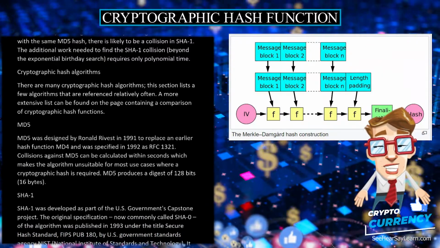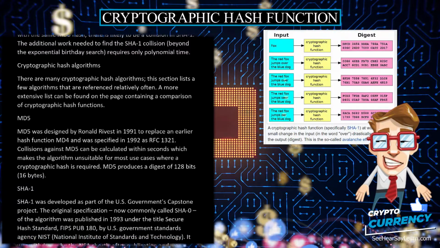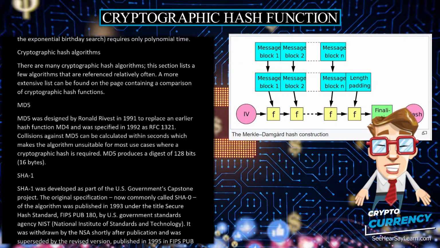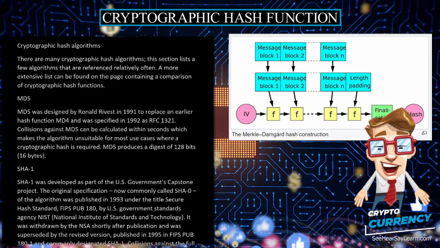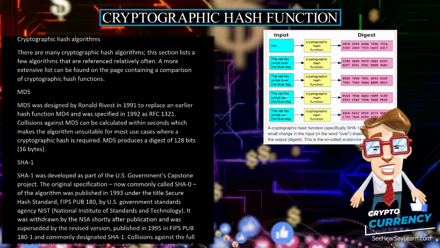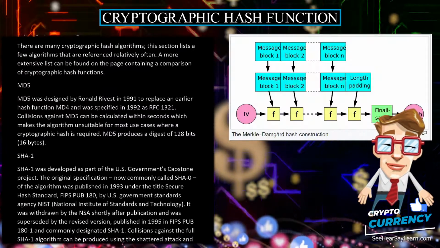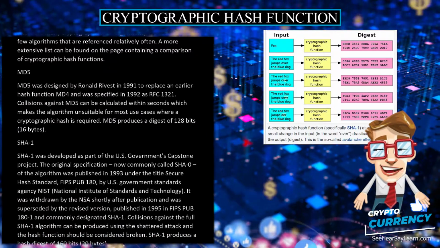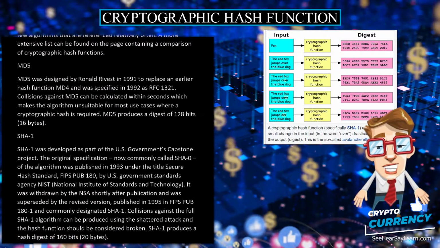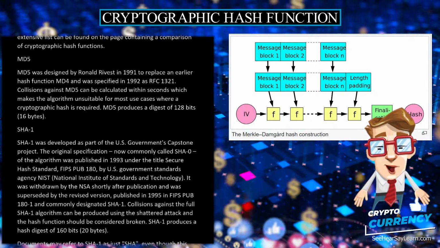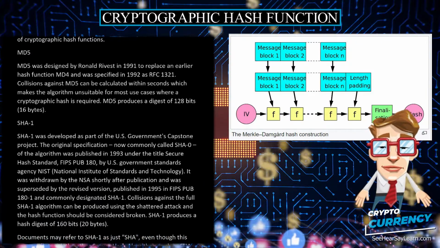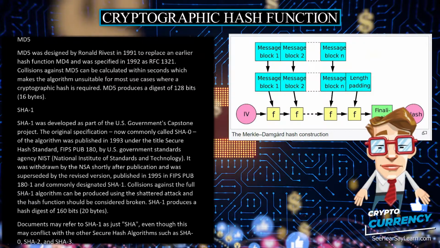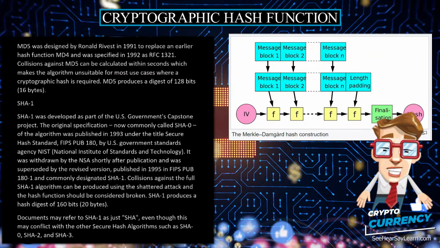RIPEMD 160. RIPEMD, RACE Integrity Primitives Evaluation Message Digest, is a family of cryptographic hash functions developed in Leuven, Belgium, by Hans Dobbertin, Antoon Bosselaers, and Bart Preneel at the COSIC Research Group at the Catholic University of Leuven, and first published in 1996. RIPEMD was based upon the design principles used in MD4 and is similar in performance to the more popular SHA-1. RIPEMD 160 has however not been broken. As the name implies, RIPEMD 160 produces a hash digest of 160 bits, 20 bytes.